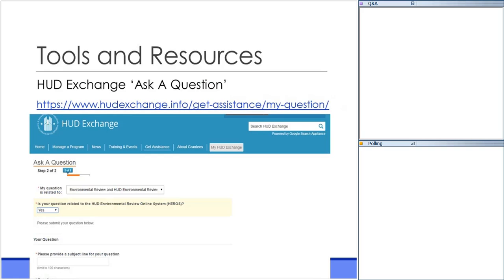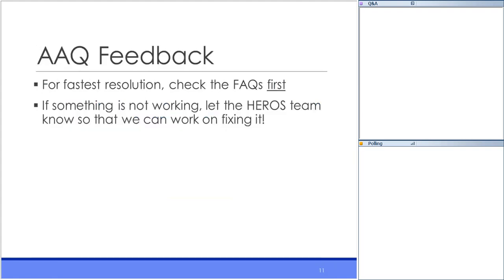And then here's the HUD Exchange Ask a Question. Here's where you will go to submit your question if you have a HEROS-related issue, such as how to use a certain screen or who a point of contact is if you're not familiar with who your regional environmental officer or your field environmental officer is, or if you have a troubleshooting question, or if you need access to HEROS also. This is where you would submit those questions as well. And then for feedback on HEROS, please visit the AAQ as well, and also the FAQs.